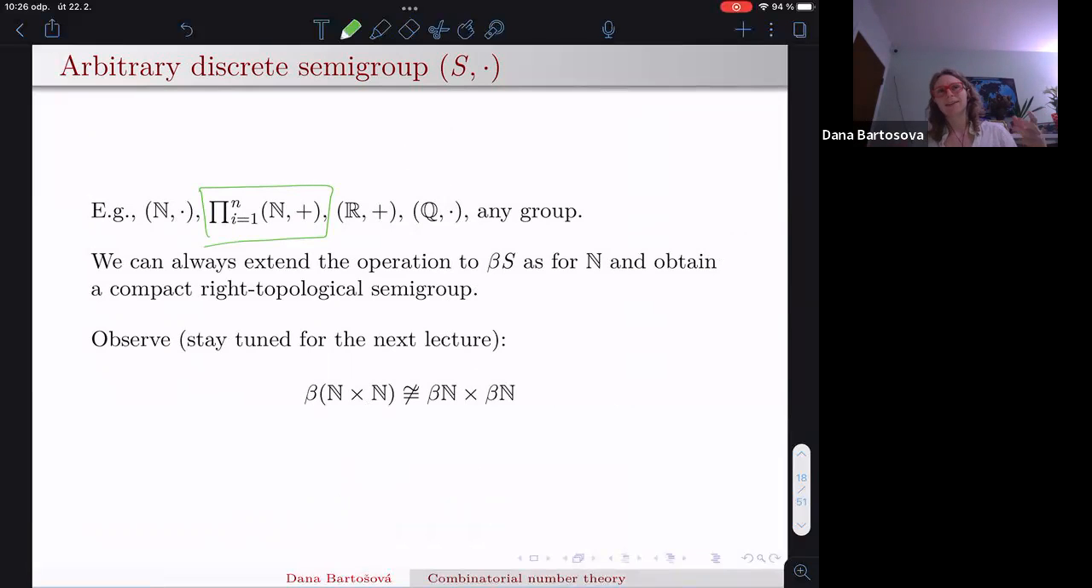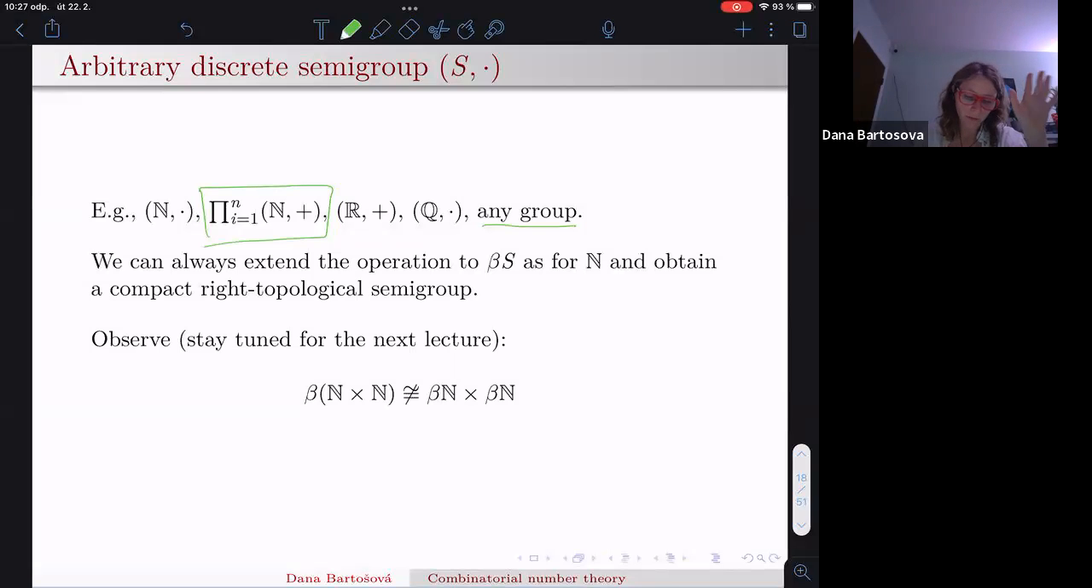So n is our most important example, and a lot of work is done for natural numbers first, just because we care. But many of the results can be developed for an arbitrary semigroup, in particular if they have at least some cancellative properties, which these all have, or if they are a group like integers or rationals, real numbers are actually groups. So you can develop the same theory, you can just extend the operation in the exact same way and get a compact, right, topological semigroup. So there is nothing special for n.